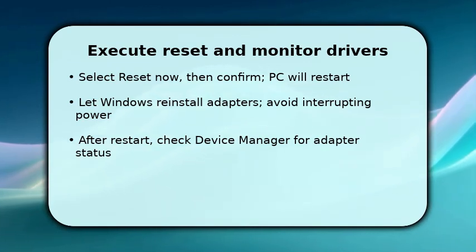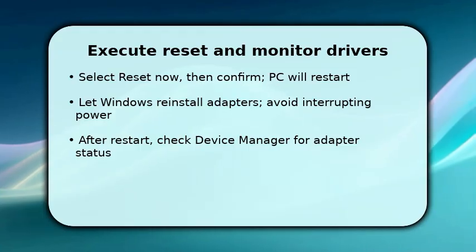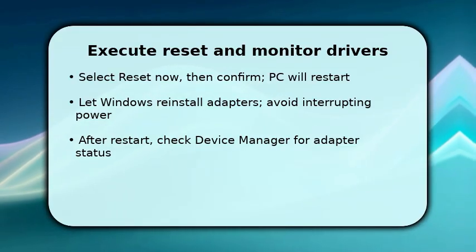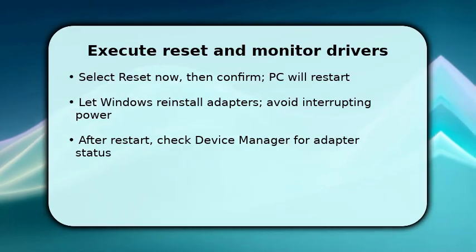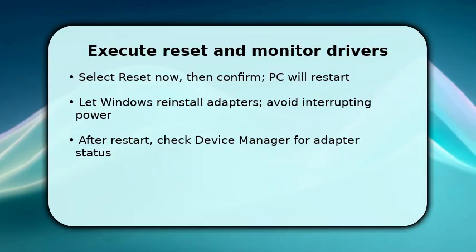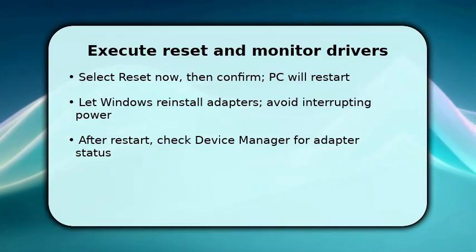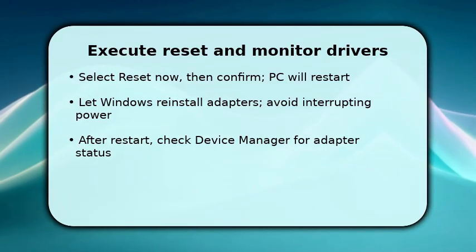Windows schedules a restart. Once the system reboots, it reinstalls network adapters and applies default network settings. This fixes corrupt drivers, profiles, and firewall anomalies. Make sure the PC stays powered and don't force shutdown during installation.